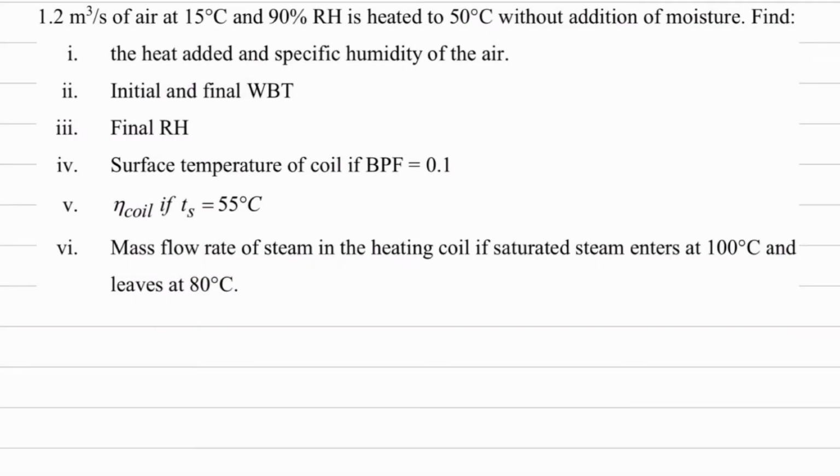Okay, in the previous lecture, we have seen sensible heating and sensible cooling. What are those processes? Heating is done without addition of moisture, that is sensible heating. And sensible cooling is when heat is extracted from the air without change in moisture. Moisture means we are considering here specific humidity omega. That is called sensible cooling.